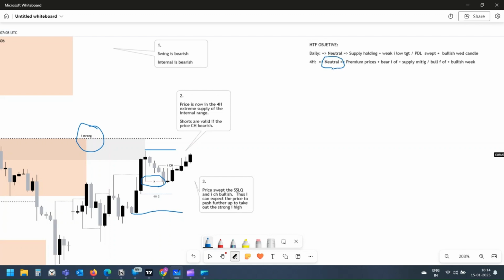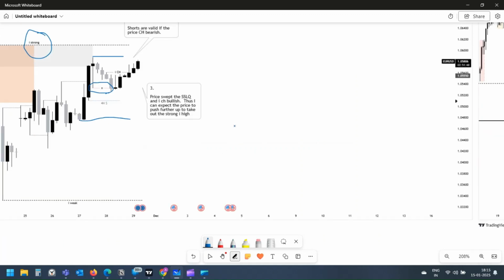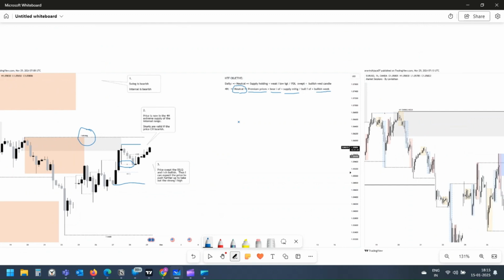Why? Because price is in the premium prices, the internal order flow is bearish, and the price has mitigated the extreme supply. So anytime the price can chalk bearish and then continue the run phase and take out the weak internal low. And why I'm also favoring the buys is because of the bullish order flow as well as the bullish wick, and also the price has swept the sell side liquidity and then I chalk bullish. So because of these points I am favoring buys, and because of these points I am favoring sells.